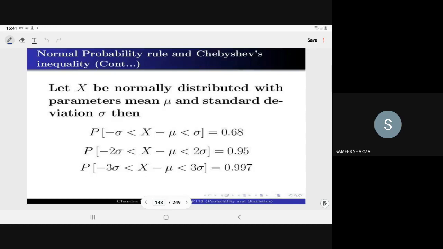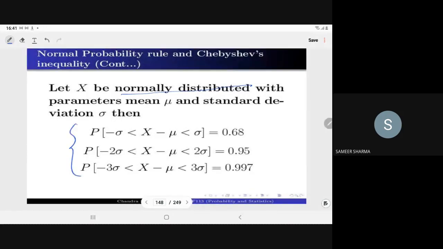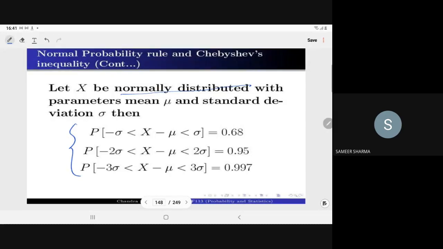So what does it tell? Let X be normally distributed with parameters mu and sigma square. Then if you have to determine the following probability, what it is denoting, that the value of X lies within one standard deviation, then its value is 0.68.